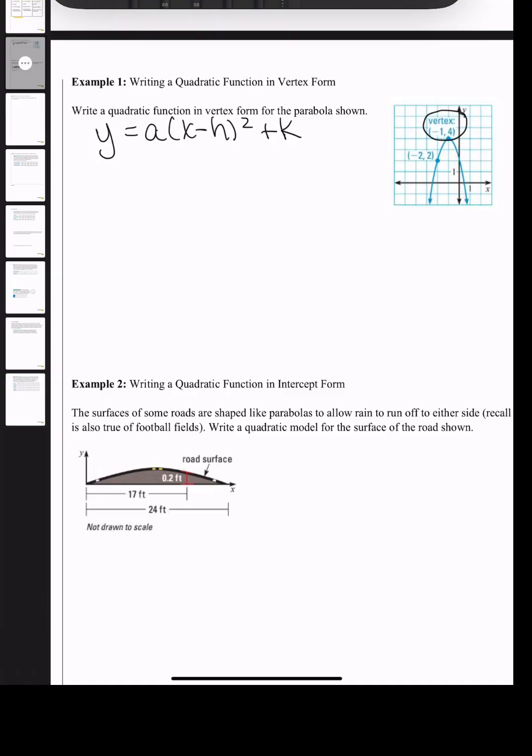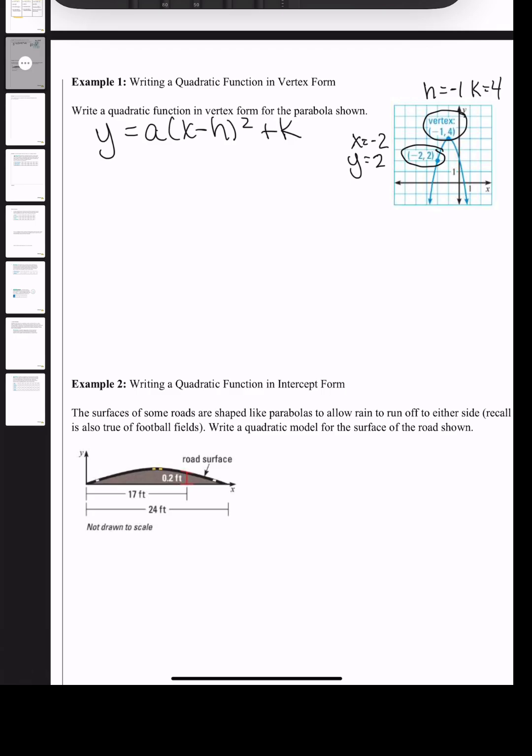If we are given the vertex, then we know what h is. h is -1, and we know that k is 4. We are also given some other point here, which we can then use as an x and a y value. So we'll use x is -2, and we'll use y is 2. Okay, so if I know all of those things, I can plug them all in, and I can find a.